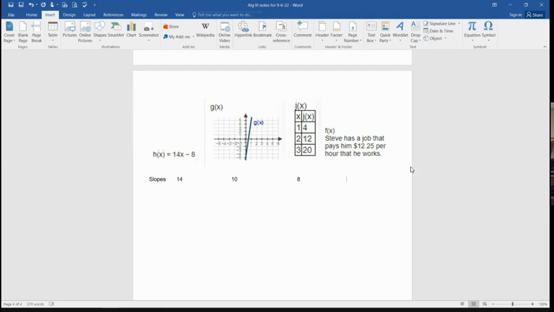Per hour is what kind of tells us the key. So per hour, for every x, it'd be one hour for 12.25. So that's a slope of 12.25. Very good. You guys got that. So if we're comparing slopes, it'd be easy to say which has the smallest slope. Well, that would be j of x. We can see that from our comparison.